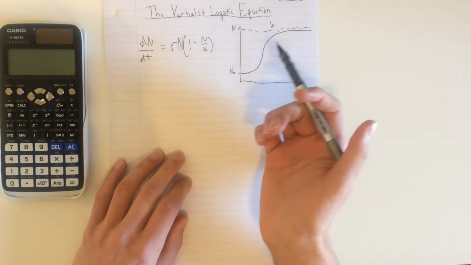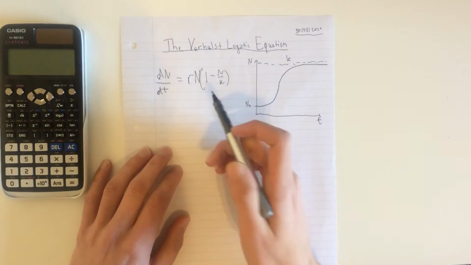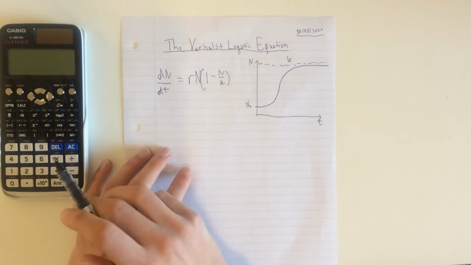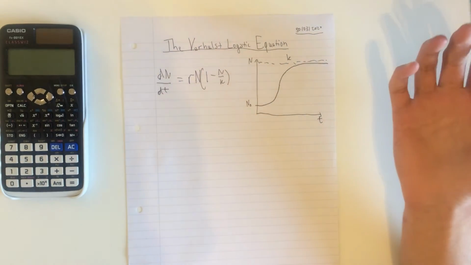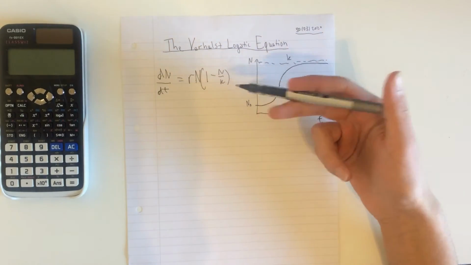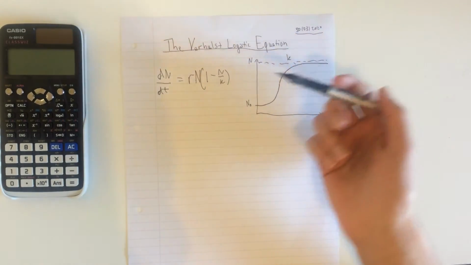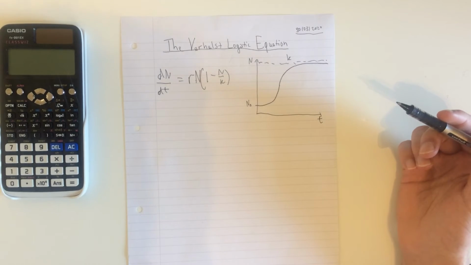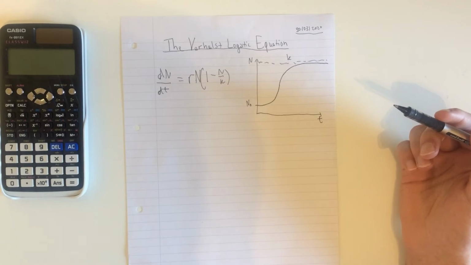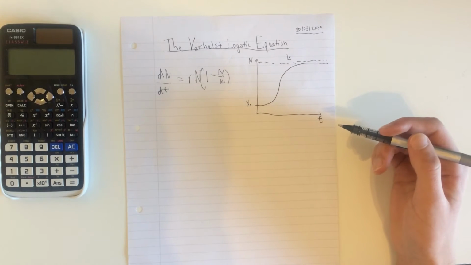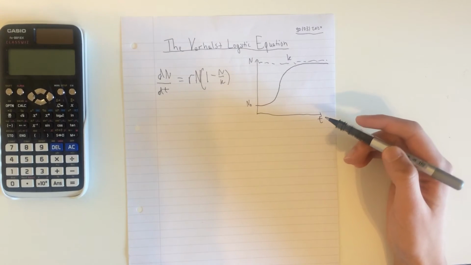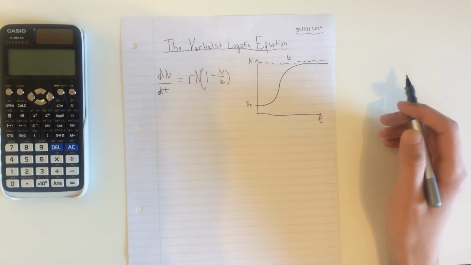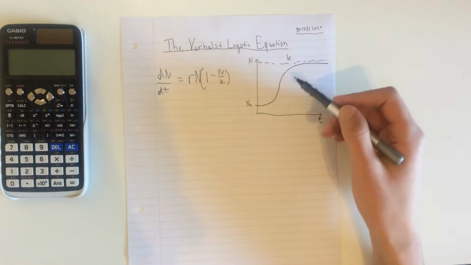And so this equation makes sense, because if you think about it, n over k is a ratio between the current population and the capacity it can handle. So if the current population is only 2 and the capacity is 1,000, then 1 minus that is going to be quite close to 1, and then times n times r, it's going to be quite a high rate of change. But if we look at when n is close to k, then 1 minus n over k is going to be pretty much 0, hence the flattening of this curve over here.